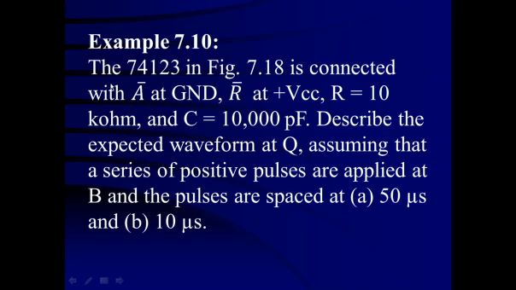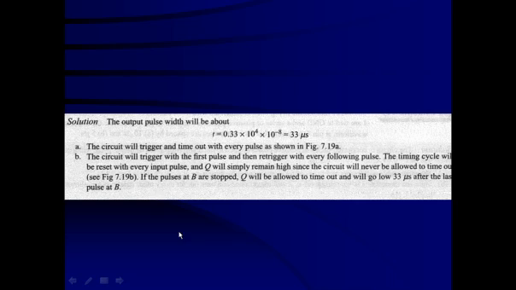Example related with this one. The 74123 in figure 7.18 is connected with A bar at ground, that means A bar is low, R bar at VCC, that is high, and R is equal to 10 kilo ohms, C is equal to 10,000 pF. Describe the expected waveform at Q. Assuming that a series of positive pulses are applied at B, and the pulses are spaced by 50 microseconds, or it may be spaced by 10 microseconds, then what is going to happen?